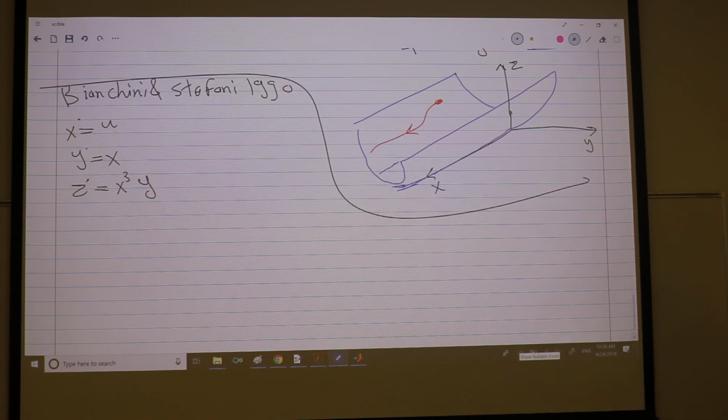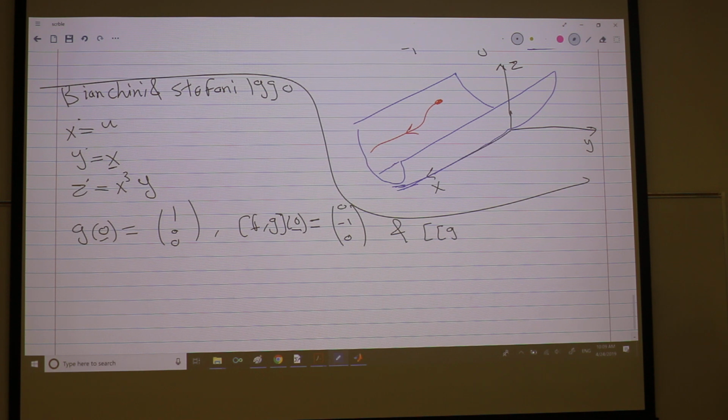So I have f and g, right? So let's compute. g of 0 is obvious here, 1, 0, 0. And when you do the Lie bracket at the origin, this guy will give you -1 here. And if you keep doing that, you get this. Everything else vanishes until you get here. Add g3f at the origin. This is something like 0, 0, I guess 6 or something. Okay.